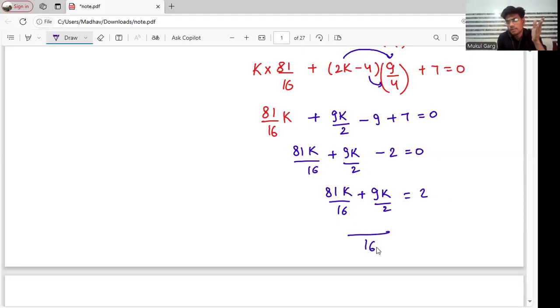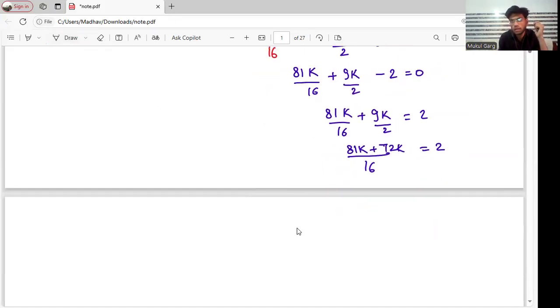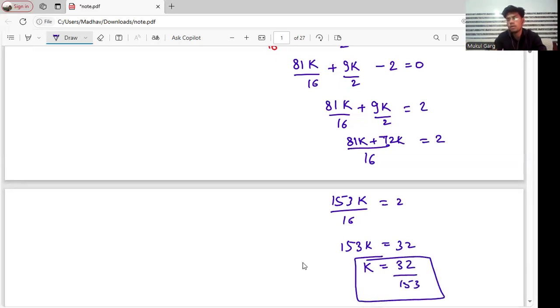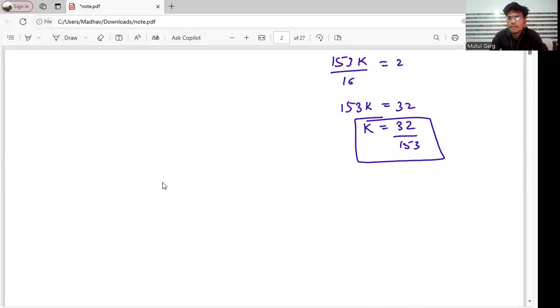Now, take the LCM. LCM is going to be 16. That will be 81k plus 72k, it's going to be 153k. 153k upon 16 equals to, do the cross multiplication. You're gonna get 153k equals 32, k equals to 32 upon 153. Okay, and that will be the final value of k, required value of k, I should say. I hope this is clear for all of you. It's not that complex. It's easily understandable.